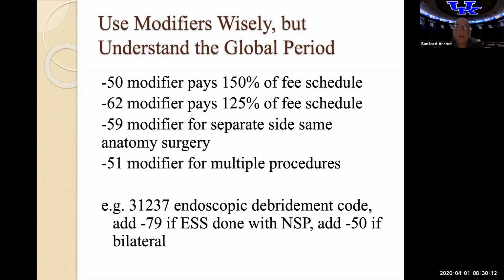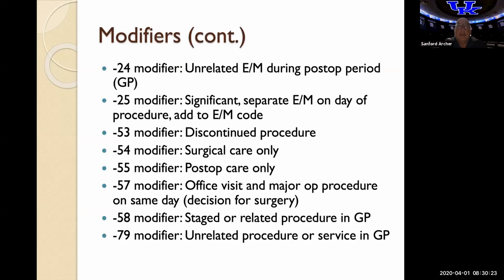And then there are some other codes like the 79 code, which allows you to bill for services performed during the global period. And I'll talk about that on this next slide here. So here are some of the other modifiers that are available. And here's where the global period, GP, plays a big role.